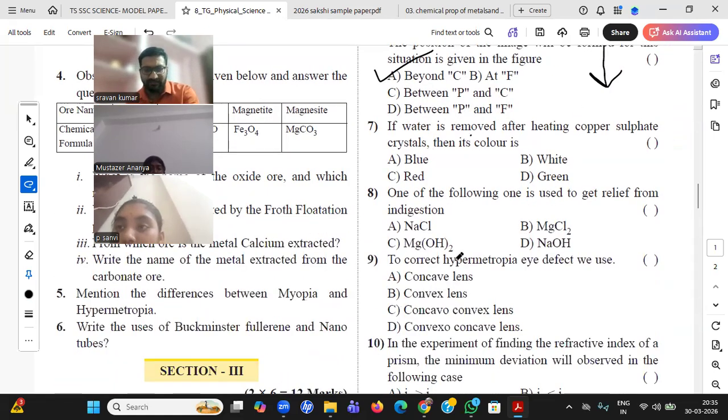Okay, question number 7. If water is removed after heating copper sulfate crystal, then its color is. I think this we have discussed, Ananya.